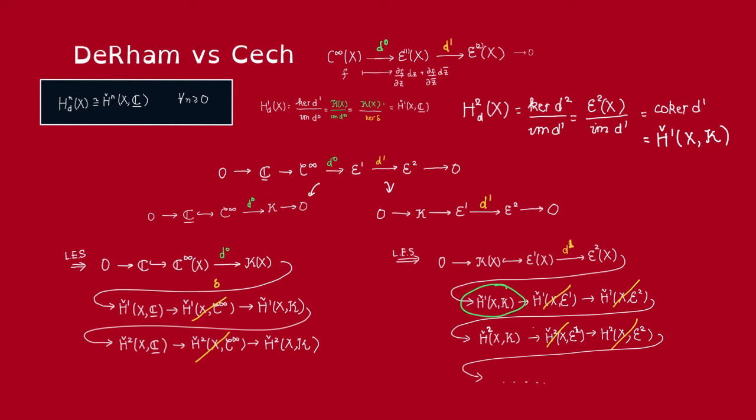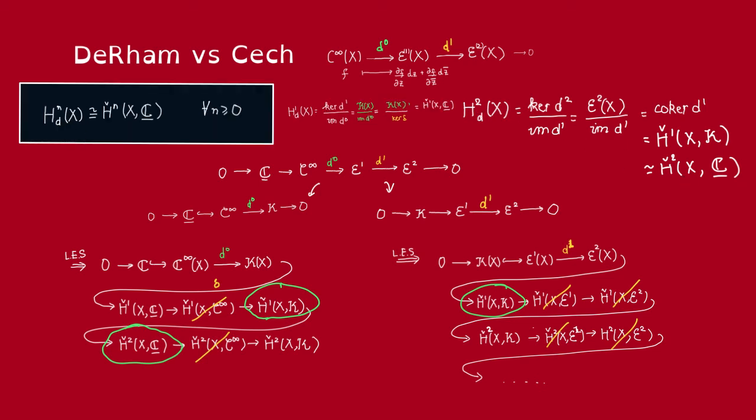This group here. But now observe from this short exact sequence, we see that this H1 must be isomorphic to this H2 with coefficient in C, because these terms vanish, and so we are done. Thus we see that for a Riemann surface X, the de Rham cohomology groups of X are isomorphic to the Cech cohomology groups of X with coefficient inside the locally constant sheaf C.